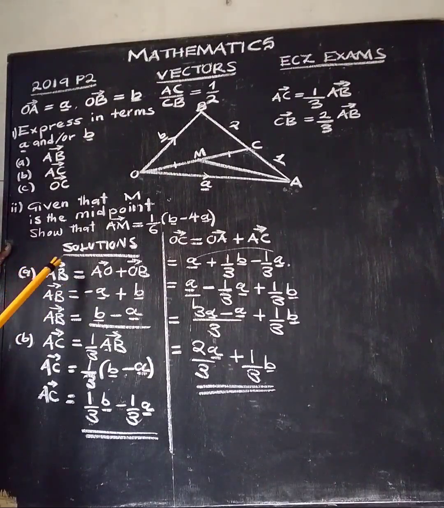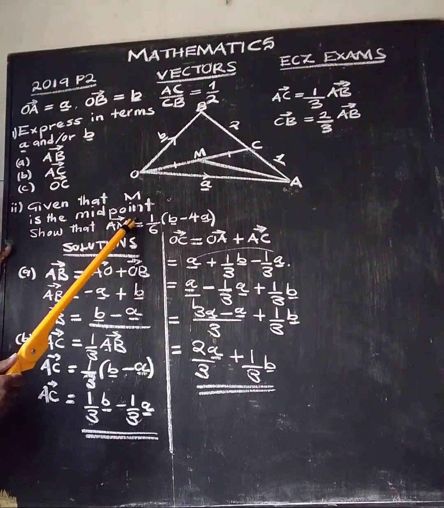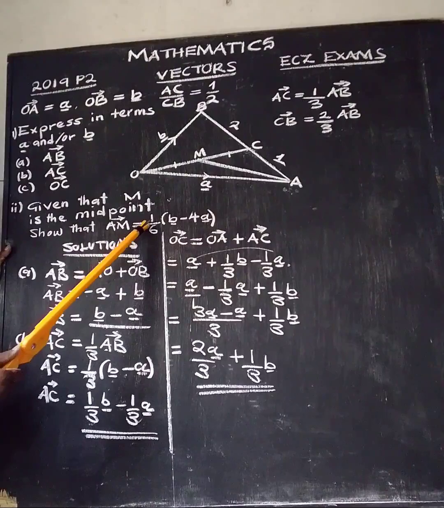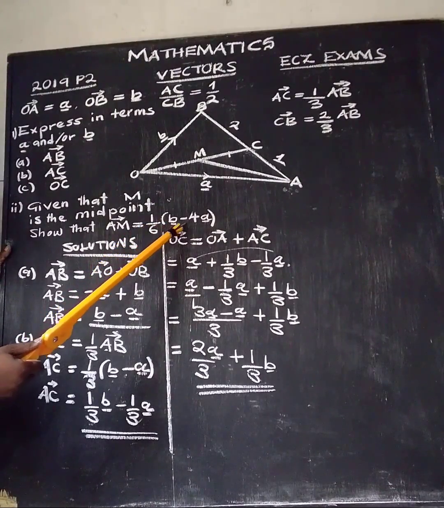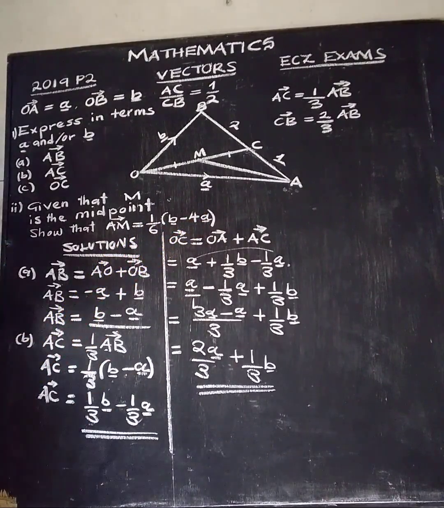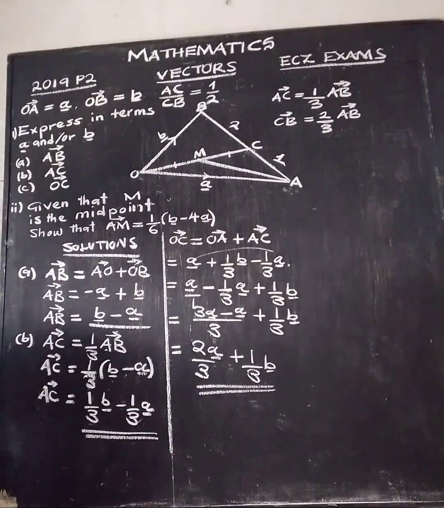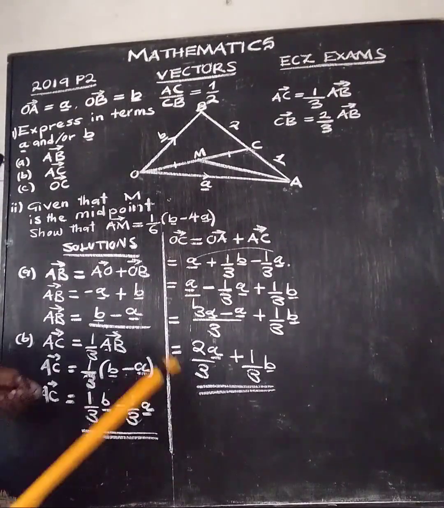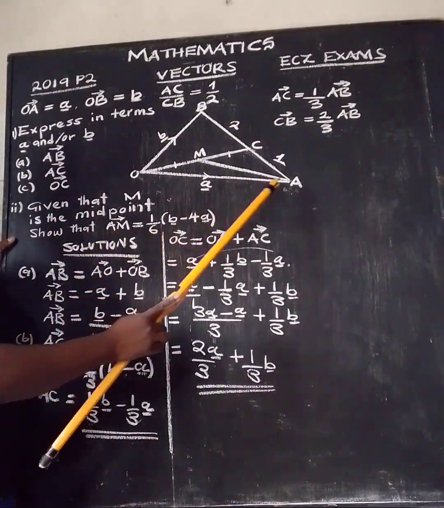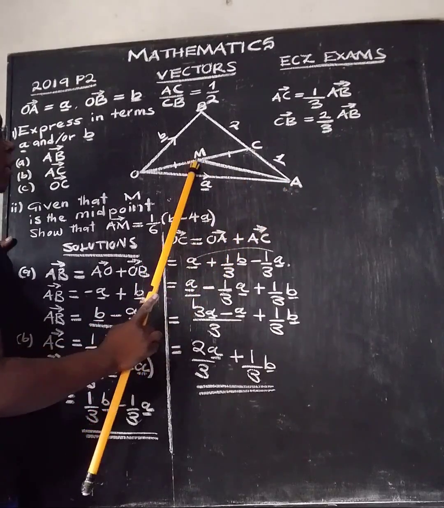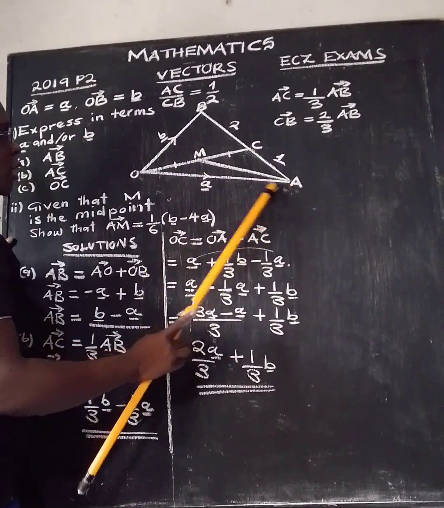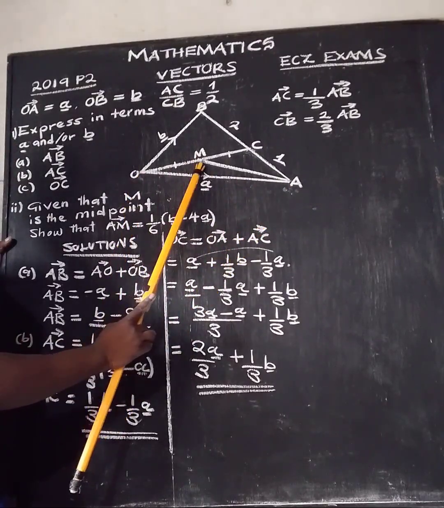So we are told to say M is the midpoint. Show that AM is equal to 1 over 6 open brackets vector B minus 4 vector A, then close. Okay, so let's move on. How can we move from A to M? A to M. So AM can be written as AO plus OM.